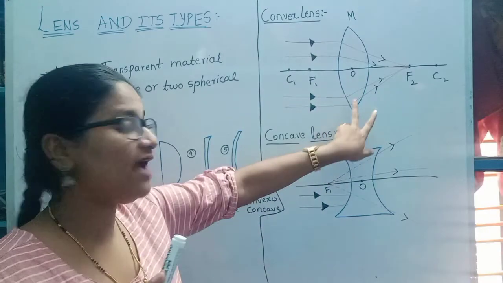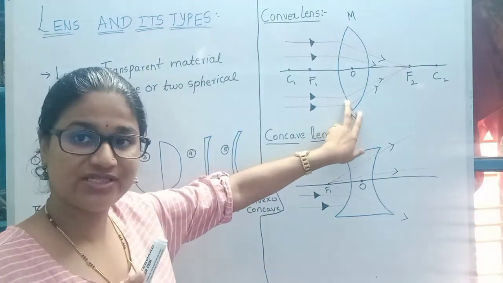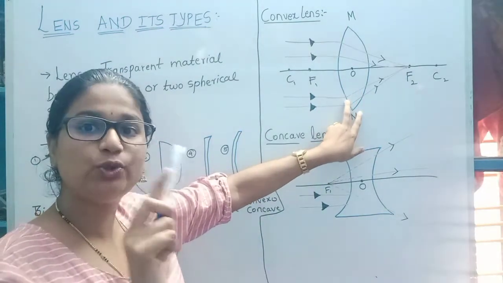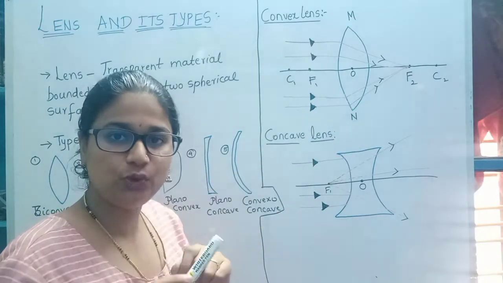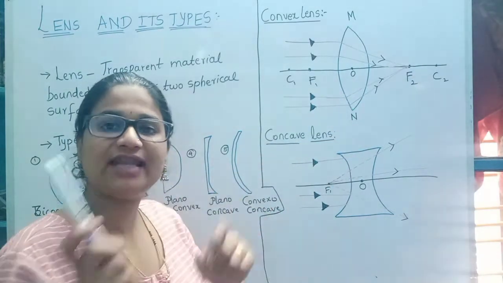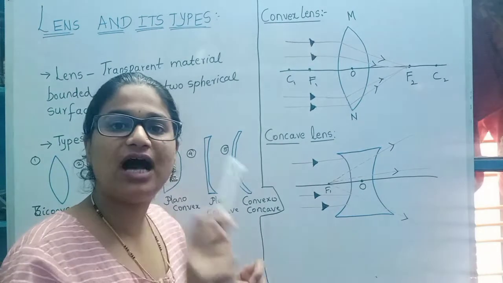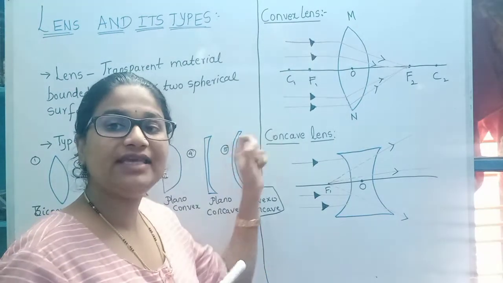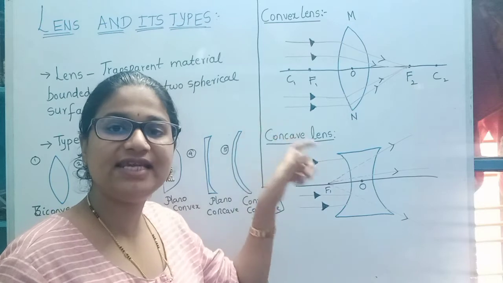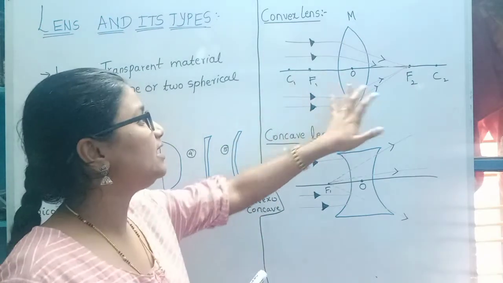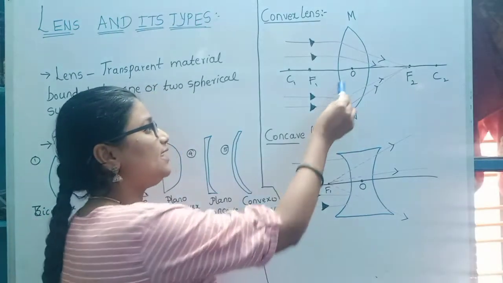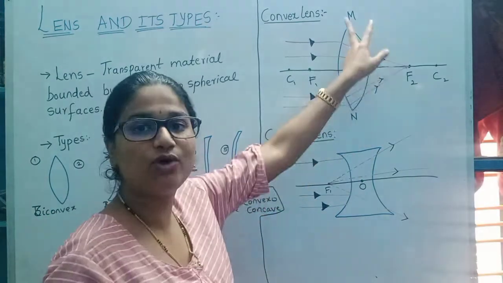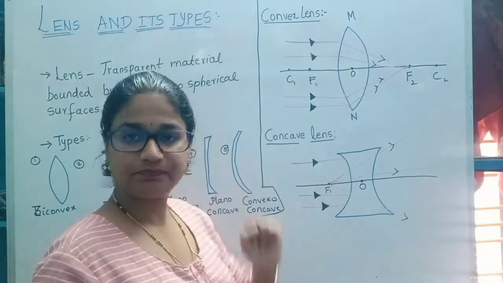This is for one spherical surface. Like that we have two spherical reflecting surfaces, so we will be having two centers of curvature which are named as C1 and C2, focal lengths F1 and F2, radius of curvature R1 and R2. And here the aperture, what we studied in the spherical mirror, is called the aperture of a lens, which is denoted by letter O. It is the center of the lens, letter O.